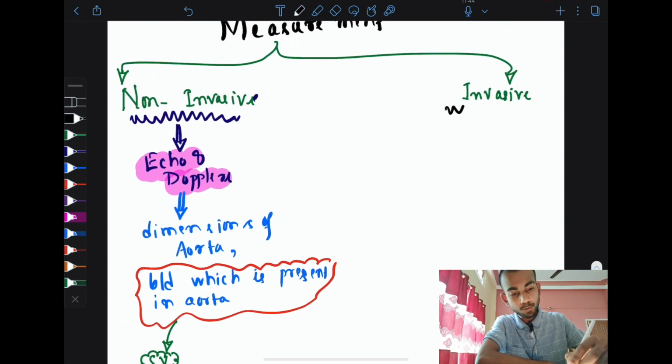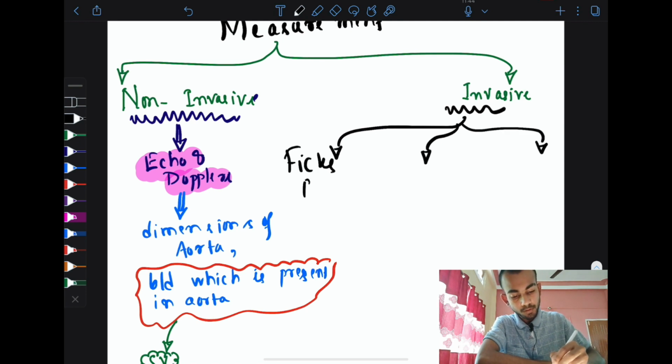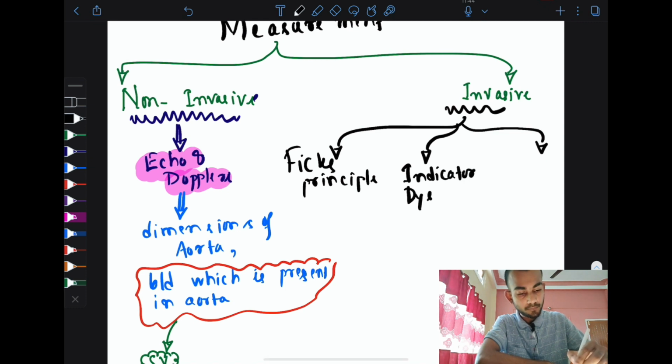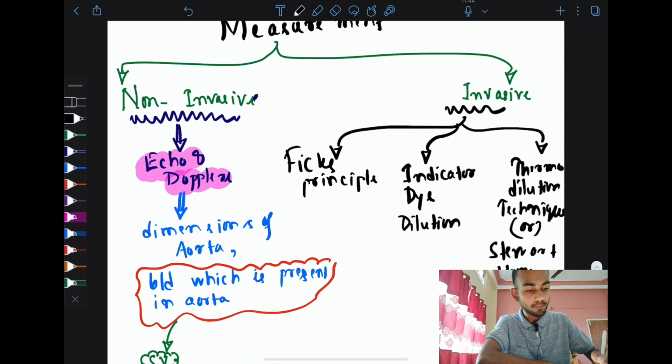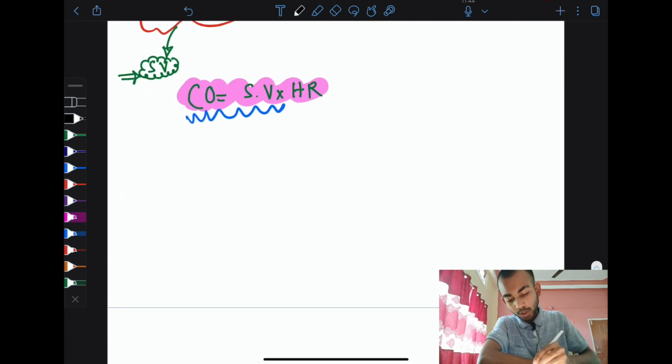Now talking about invasive methods, guys, invasive methods are 3. Number 1, Fick's principle. Number 2 is the indicator dilution technique. And number 3, nothing but the thermodilution technique, which is also known as the Stewart-Hamilton technique. Now let us talk about the Fick's principle.